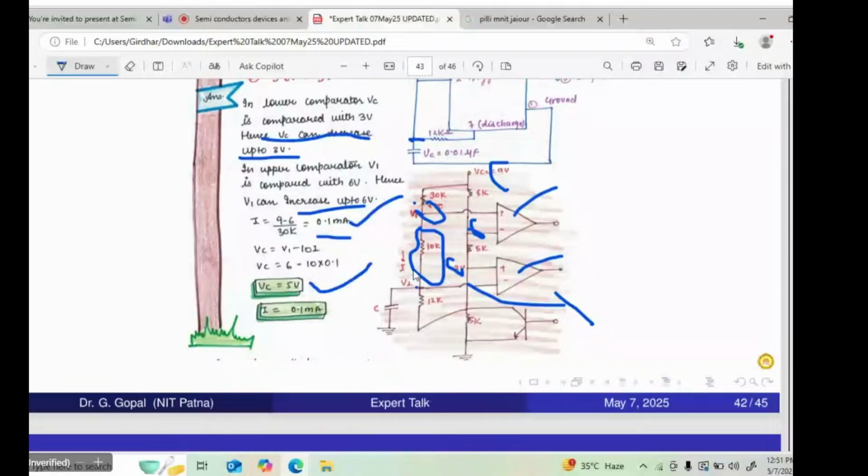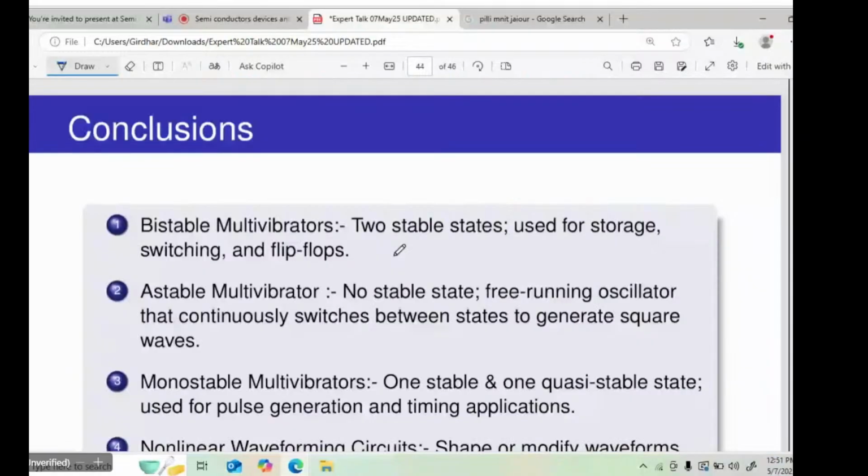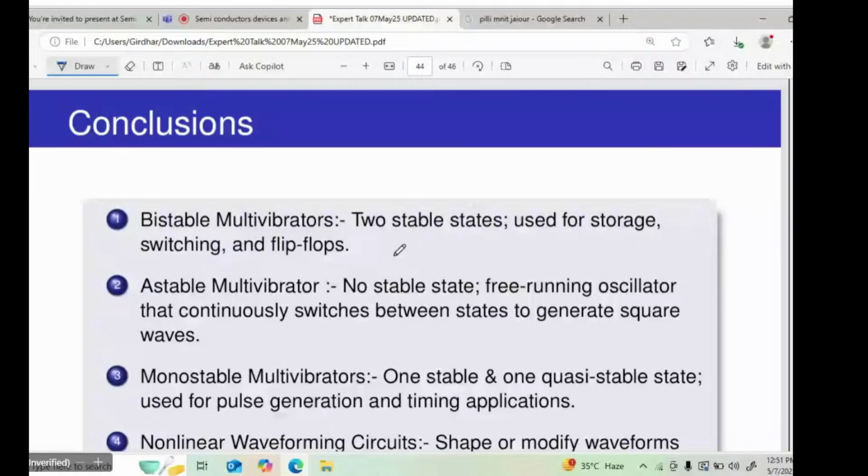So now in this talk I have discussed the use of the multivibrator. The bistable multivibrator has 2 stable states only, useful for memory storage, switching, and the most beautiful application in the latch and flip-flop. In the astable multivibrator, there is no stable state. It is a free-running oscillator that continuously switches between 2 states, forming a square wave, right? The monostable is also known as one-shot, useful for pulse generation and timing applications. It has one stable state and one quasi-stable state, right?